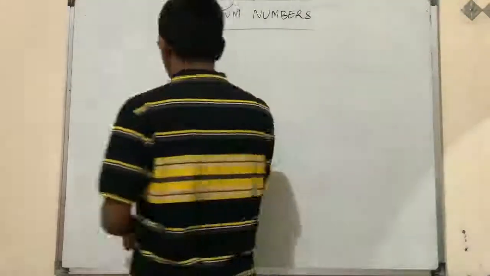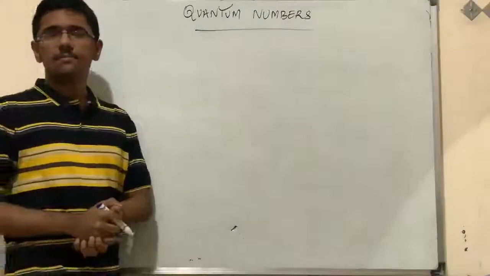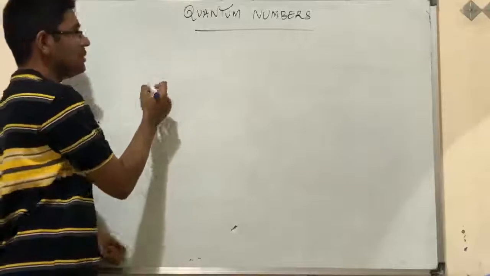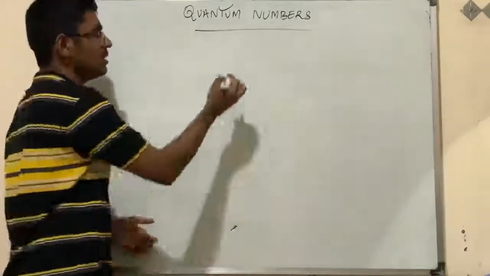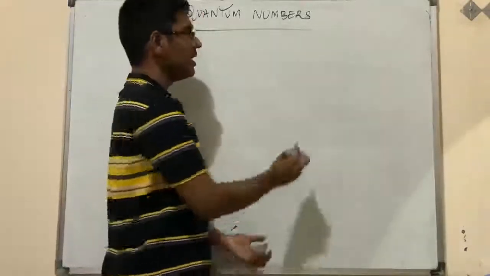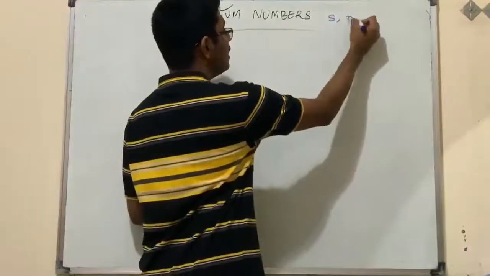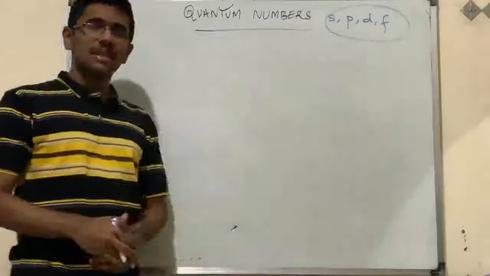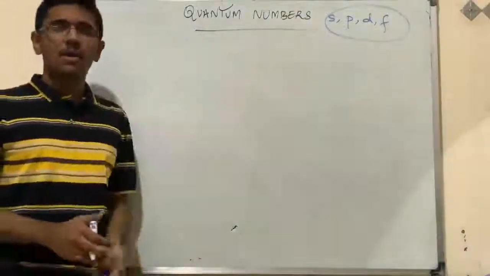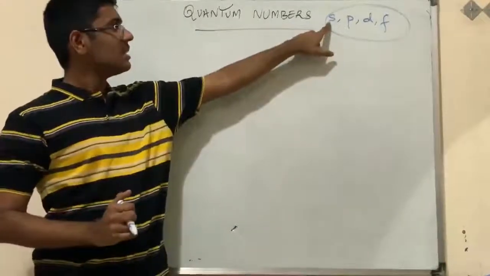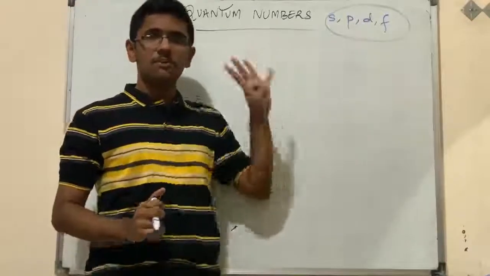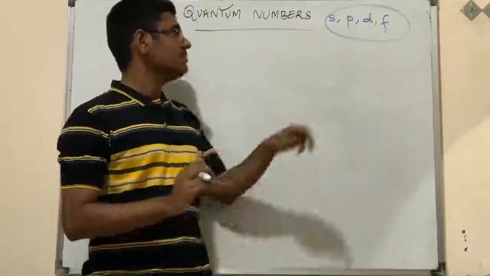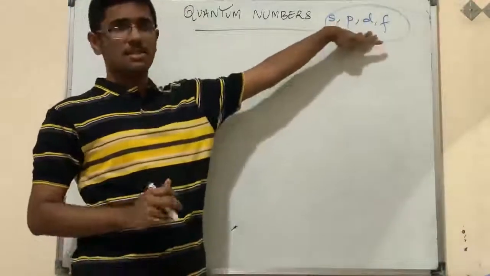So before that, you should understand some configurations. To express configuration, we mainly use subshells. Subshells are mainly of S, P, D and F types. We'll study them in detail when we study quantum numbers. So you must know that S, P, D and F are the four main subshells, okay?